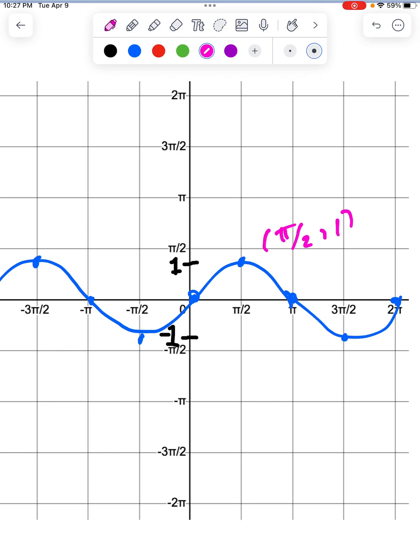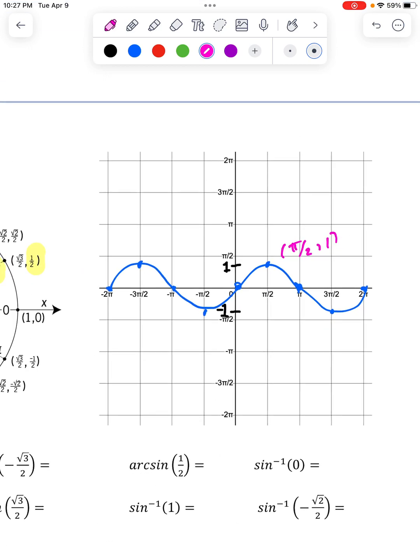Well, if I want to do the inverse function, all I'm doing is I'm flip-flopping. So I'm plotting the point 1, which is about here, comma pi over 2, which is there. This point would be pi comma 0, so I need to plot 0 comma pi, which is right here. And then I keep doing that with all my points, and my graph looks something like this. Okay, this is my inverse graph of the regular sine function.